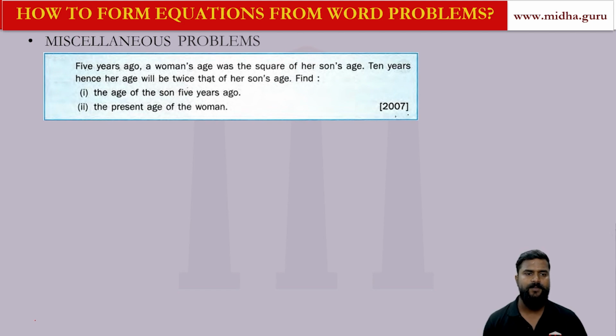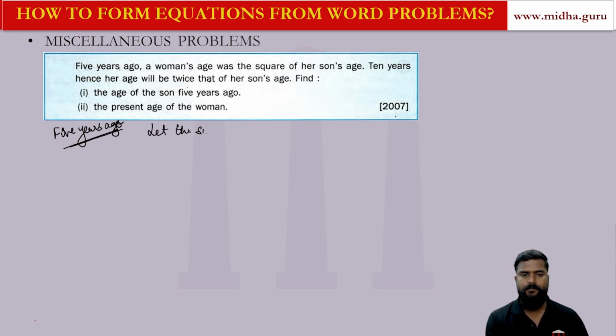Let us see one more. So it says 5 years ago, a woman's age was the square of her son's age. 10 years hence, her age will be twice that of her son's age. Just to remember, it says 5 years ago. Let us start by taking 5 years ago itself, because it gives us a clear relation between their ages. It says that a woman's age was the square of her son's age.